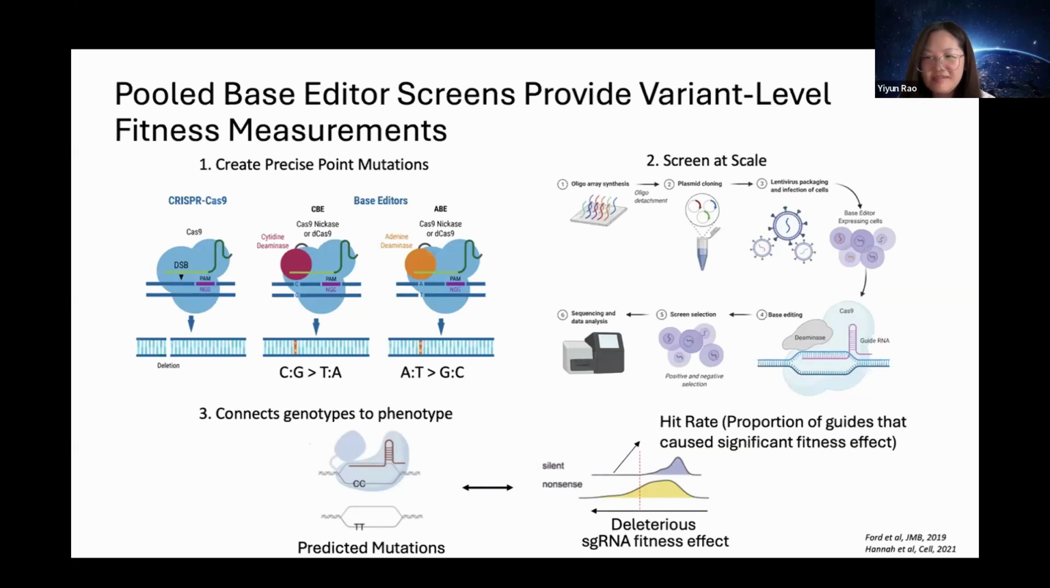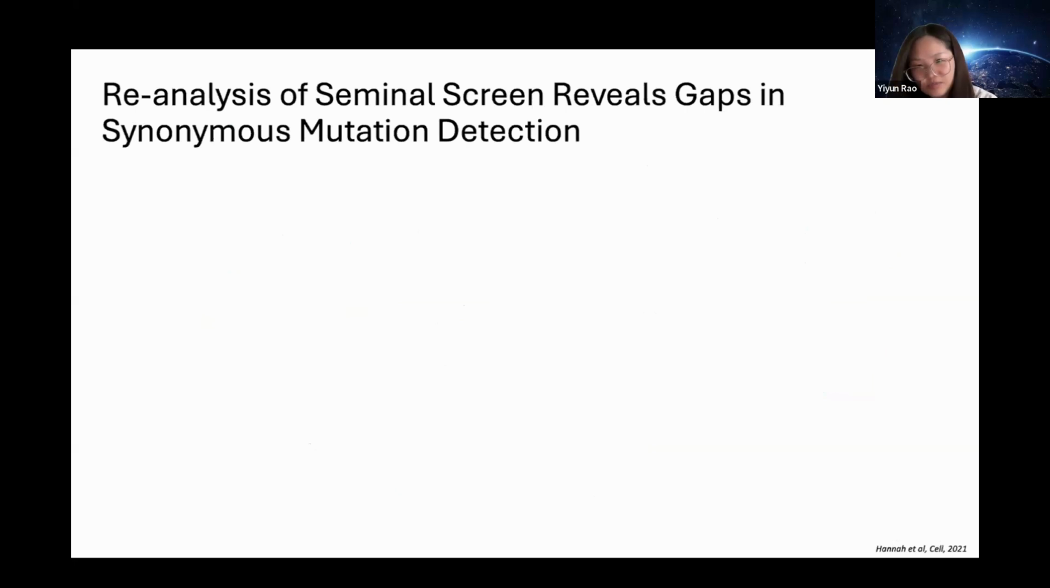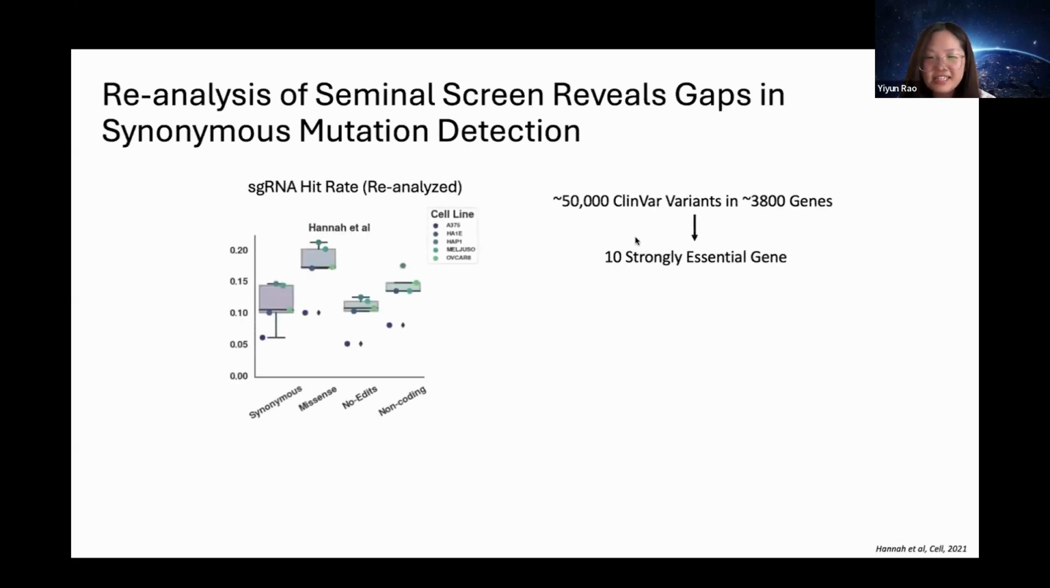We didn't invent the screen, but with this system in mind, we can see what previous base editor studies have found when it comes to synonymous mutations. So we reanalyzed the data from a foundational base editing study, and that study screened 50,000 ClinVar variants, which are potentially pathogenic, in 3,800 genes in 5 different cancer cell lines. Among those target genes, they also included 10 essential genes. So any loss-of-function mutations in those genes would cause sgRNA depletion, which means the cells are dead.